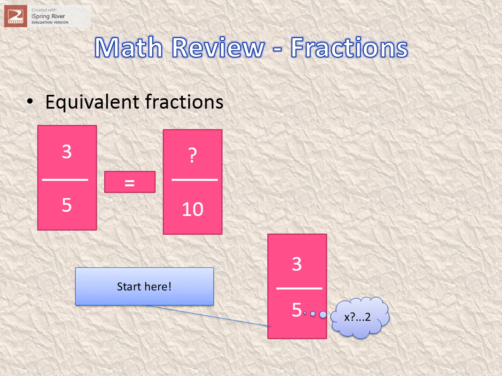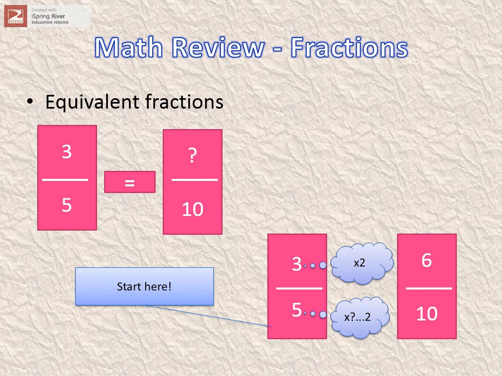What we do on the bottom, we want to do to the top as well. So 3 times 2, because if we multiply by 2 on the bottom, we have to multiply by 2 on the top, and that will give us 6. 6/10 will be our new fraction, our equivalent fraction.